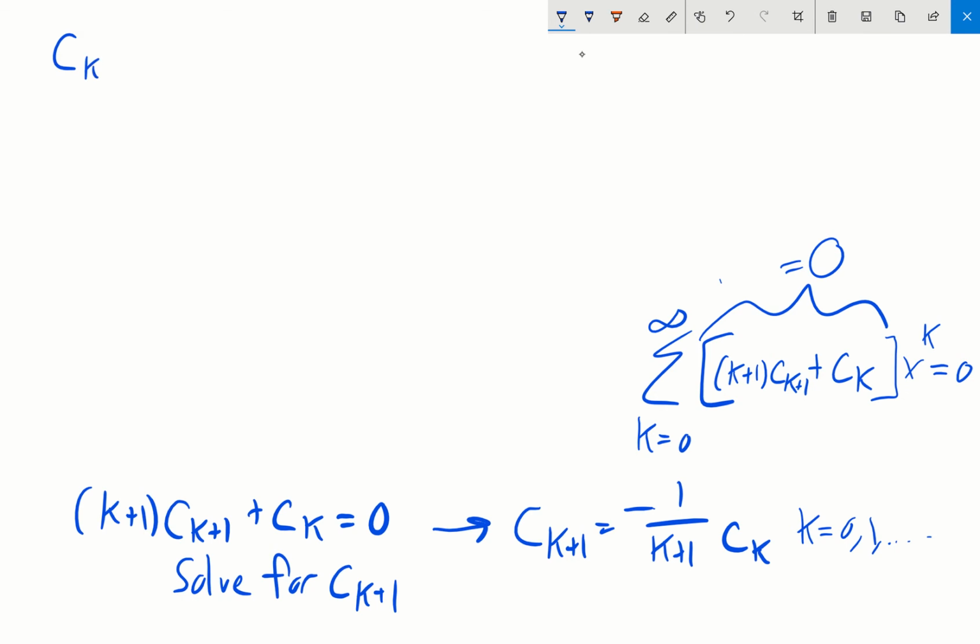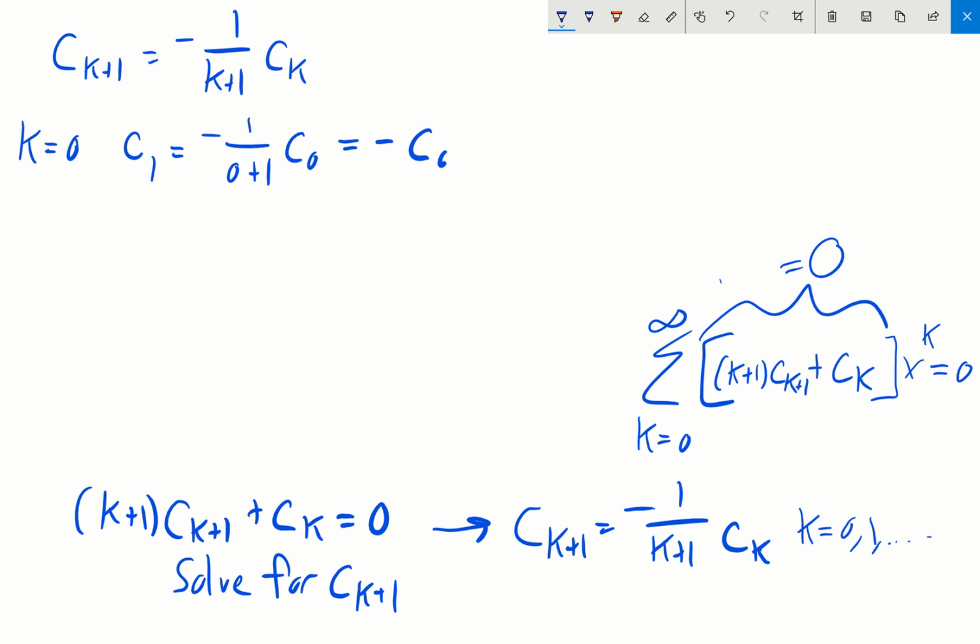So we know that c_{k+1} is equal to negative 1 over k plus 1 times c_k. When k equals 0, this is going to be c of 0 plus 1, which is c_1, equal to negative 1 divided by 0 plus 1 times c_0, which is simply equal to the negative of c_0. So we get that c_1 equals negative c_0. Okay. Let's go ahead now and plug in k equals 1.